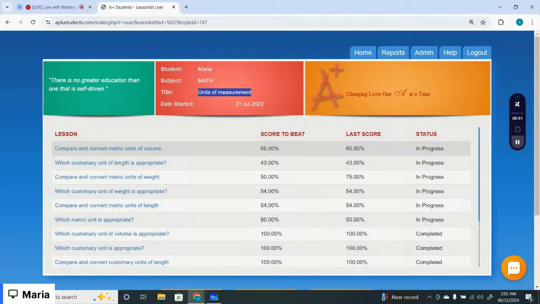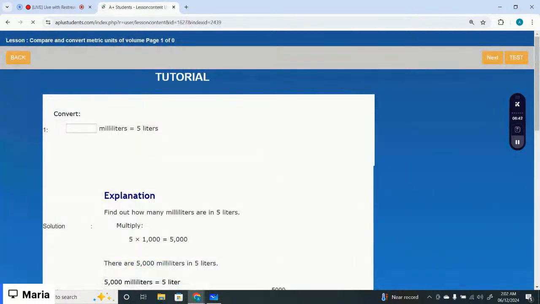Here I am on grade 3 math. The chapter we are on right now is unit of measurement. Let's just start with the first lesson, that is compare and convert metric units of volume. Okay, the first one is you have to convert from 5 liters to milliliters. So 5 liters equal how many milliliters?